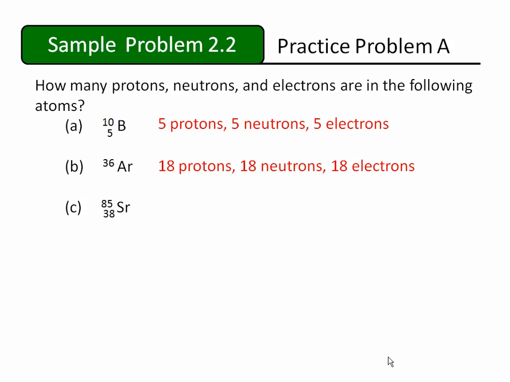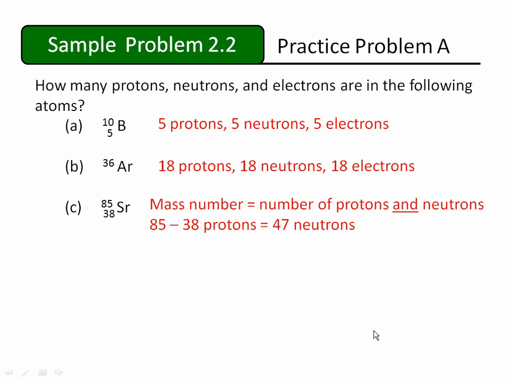Our third example is given to us as 85, 38, and then Sr. We use the same process that we used for part A. We can look at Sr on the periodic table and decide that it has 38 protons. Again, that was shown to us by the atomic number. We know the mass number, and that will help us figure out the number of neutrons. So we'll take our mass number and subtract the number of protons that we have and figure out that we have 47 neutrons in this case.